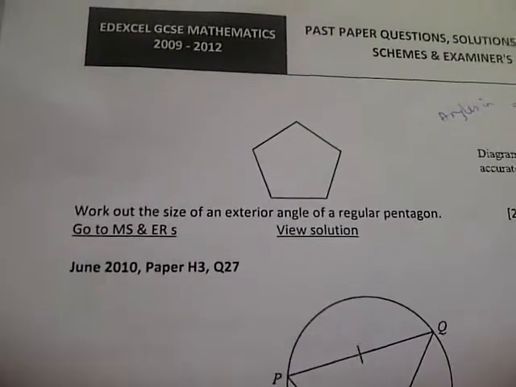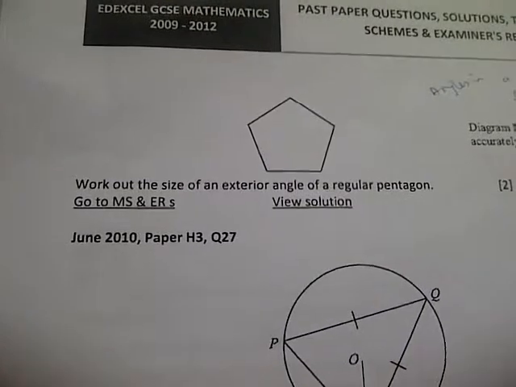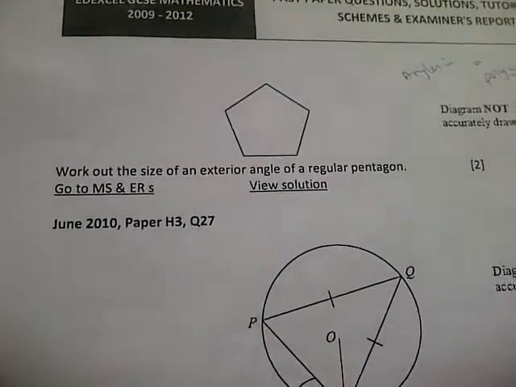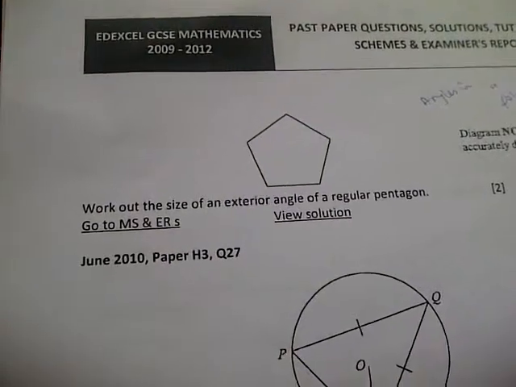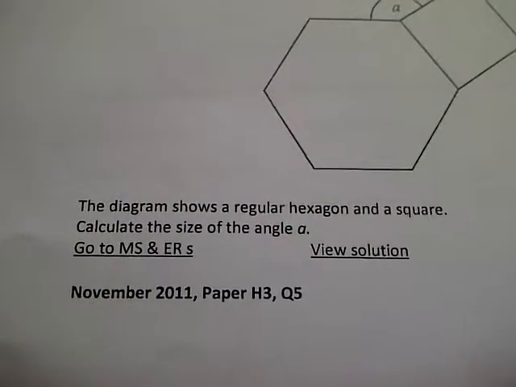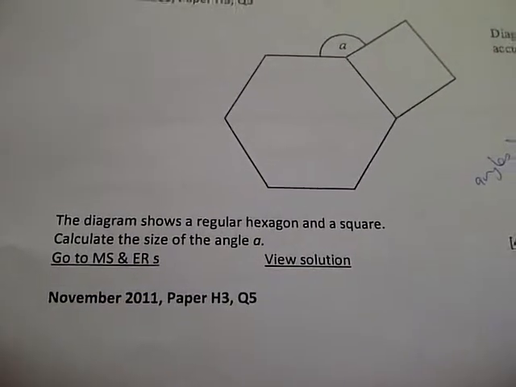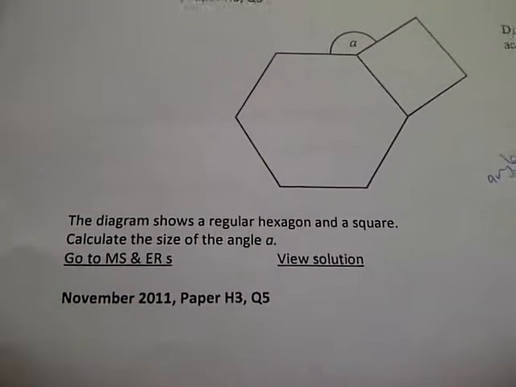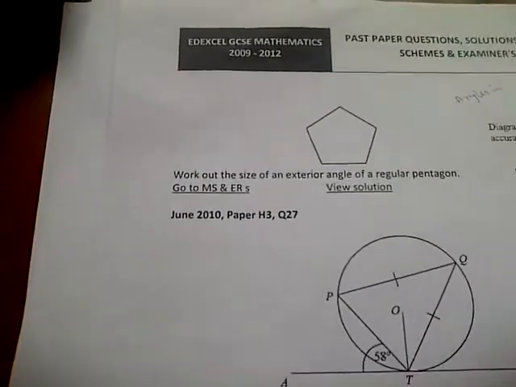Now this question says, work out the size of an exterior angle of a regular pentagon. Another one says that the diagram shows a regular hexagon and a square. Calculate the size of angle A. There are so many questions on polygons, so it's going to take us to a topic called polygons.